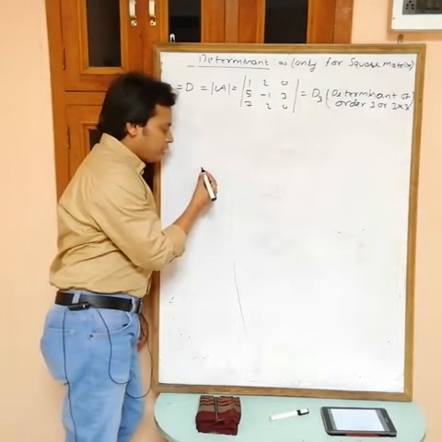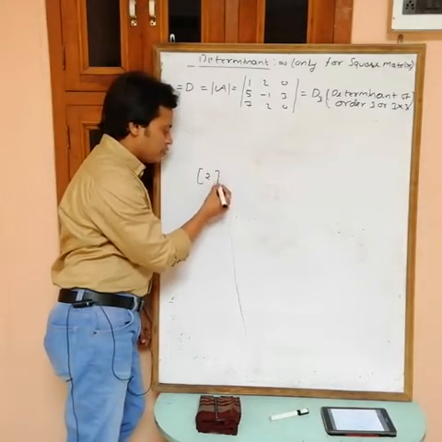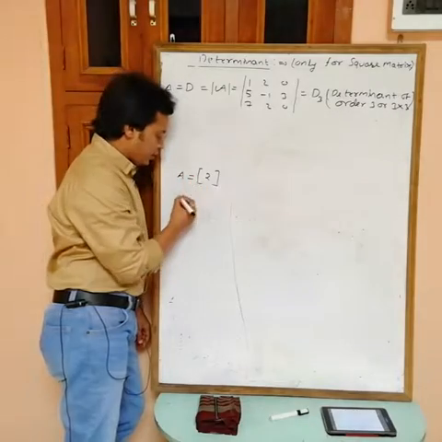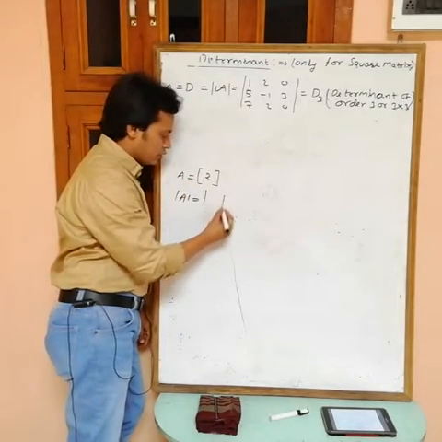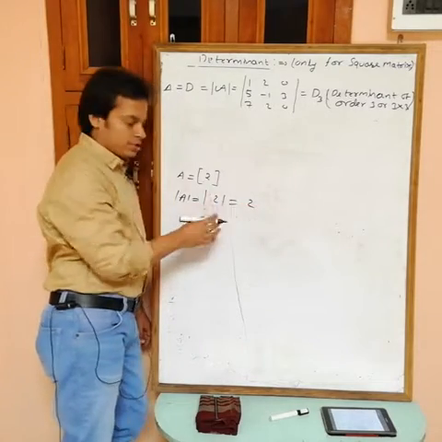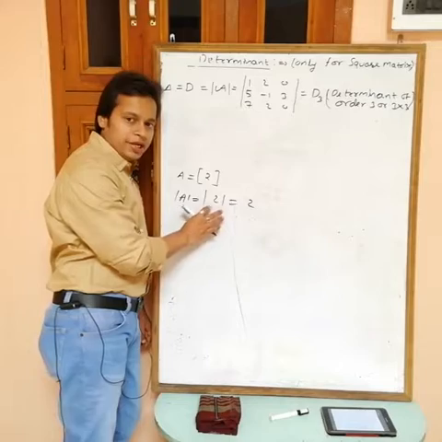Now it means we can find the value of a determinant. Suppose this is a 1 by 1 square matrix. The determinant of this one, if this is A, then det A is equal to this one, and the value of a 1 by 1 determinant is the same as the element. This might be positive or negative, it doesn't matter. This is not mod, this is det.